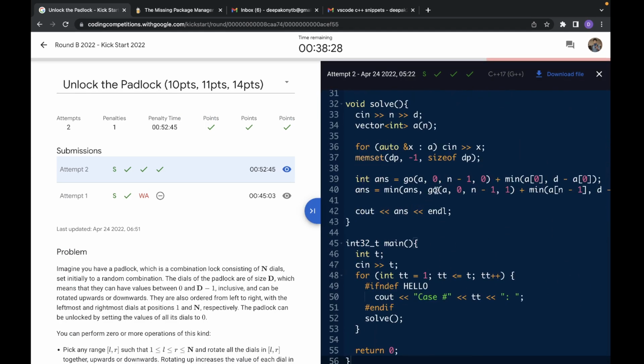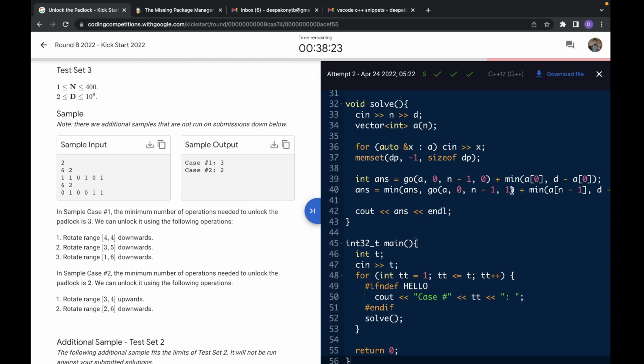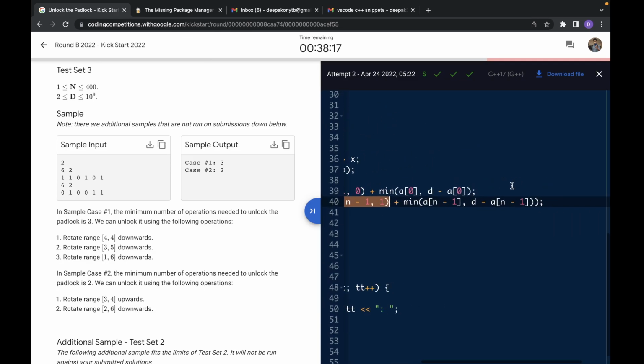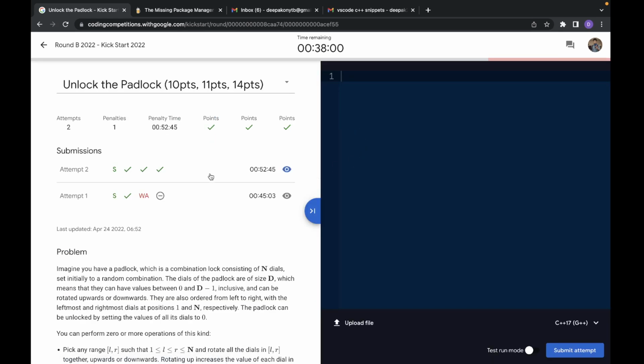Then you'll have another DP, which is nothing but you try to make all the numbers equal to the last one. So you will have this another call. Then you again do the same thing, which is you take a minimum of the last number and this t minus last number. So this is the number of steps required to make all the numbers 0, because you'll now move all the numbers together.